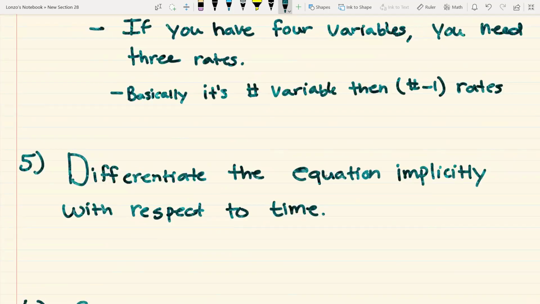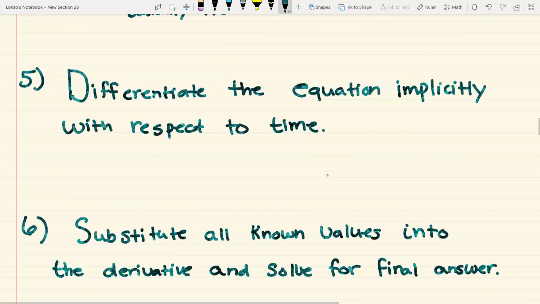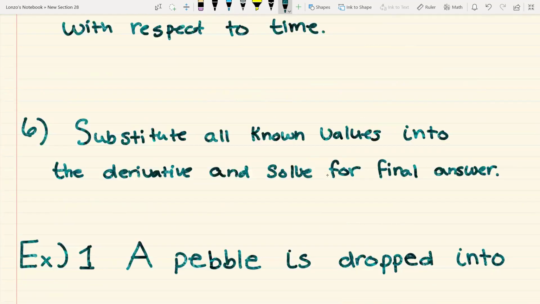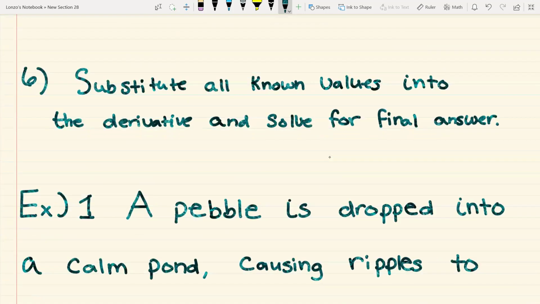Step 5, differentiate the equation implicitly with respect to time. Substitute all known values into the derivative and solve for a final answer. Okay, so this is like a lot, right? So let's do a simple example and then let's do this step by step.